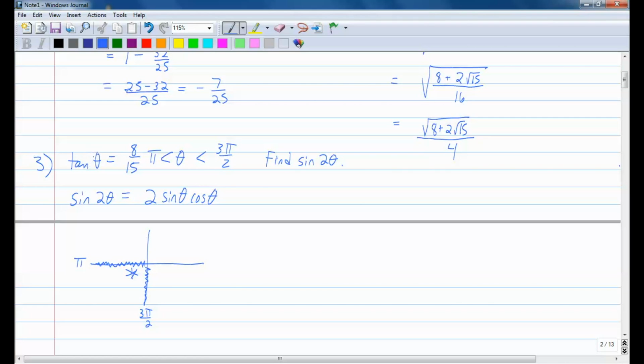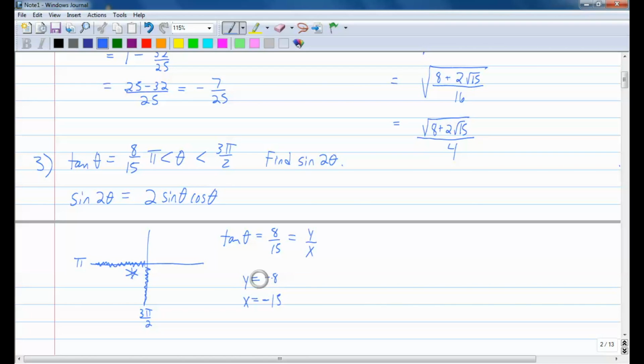Well, we were given tangent of theta, and tangent of theta is y over x. But if you just read this as it is without knowing what quadrant it's in, you'd say y was a positive 8 and x was a positive 15. But since we're in the third quadrant, that means y is a negative 8 and x is a negative 15.